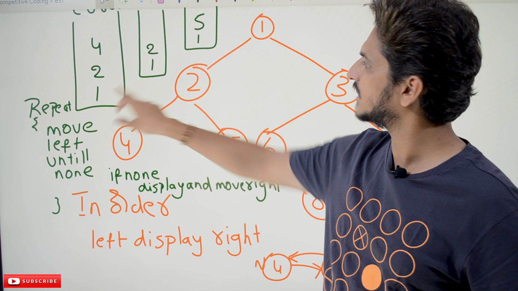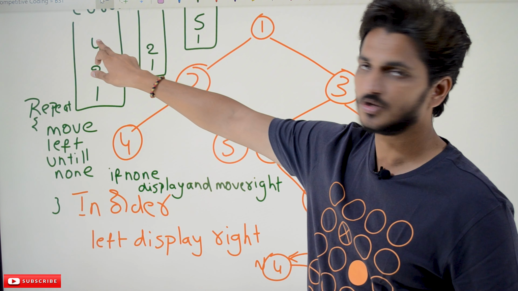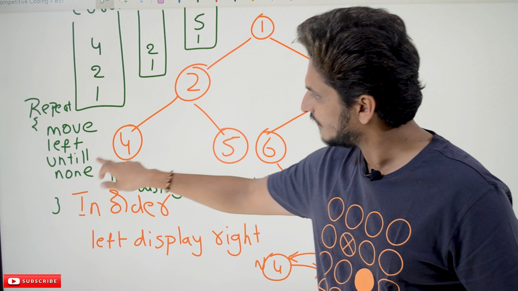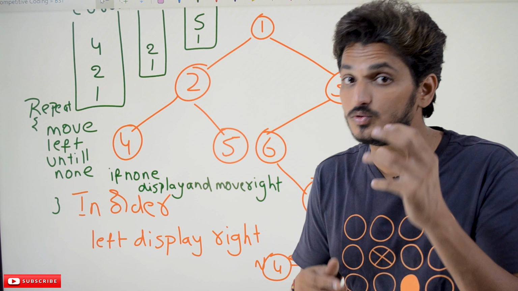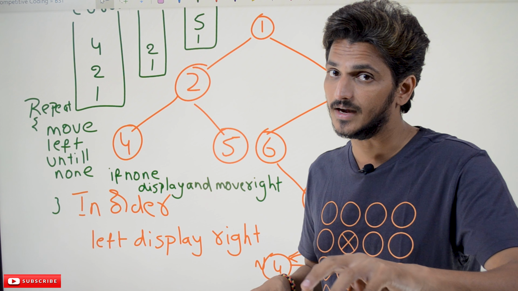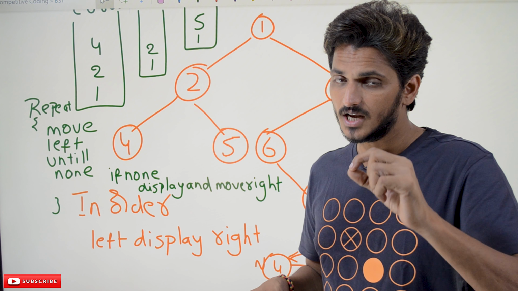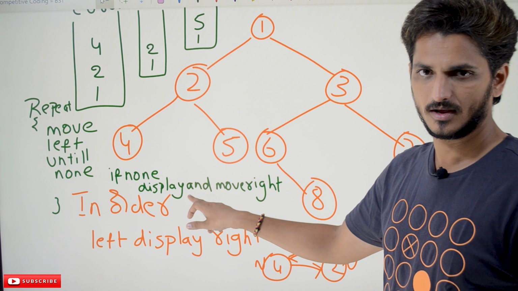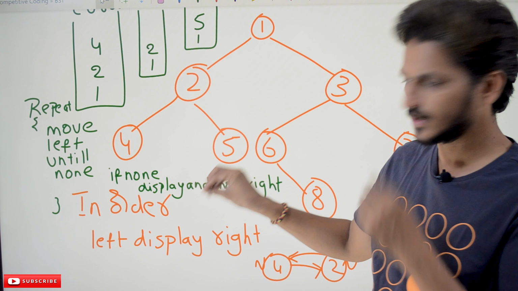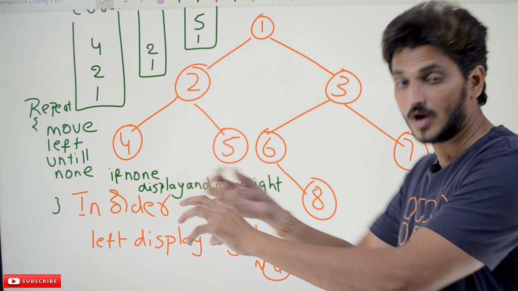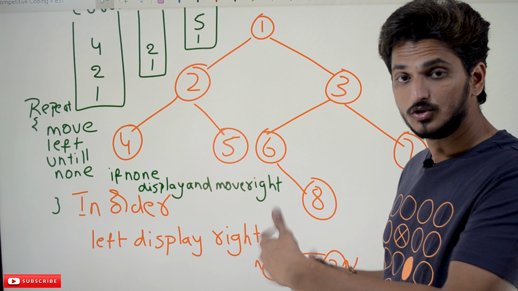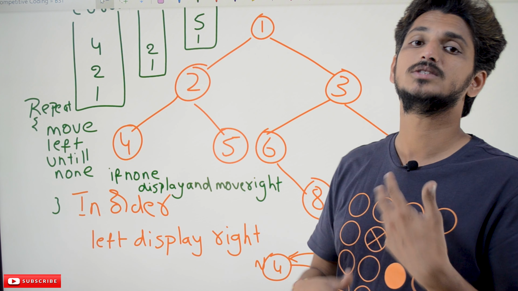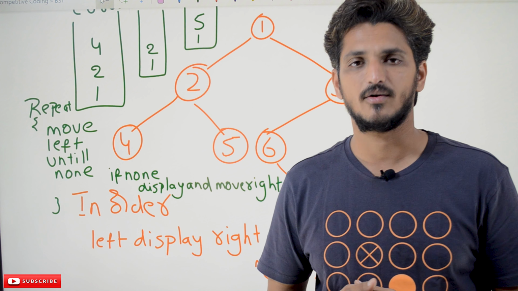So 1 is pushed onto the stack, 2 is pushed onto the stack, 4 is pushed onto the stack, and move left. Now if you move left from 4, it is none. Whenever you see none, it means left is completed. Now you need to display 4. If none, display. We need to display the node from the top of the stack, which is 4, and we have to move right, meaning take the node present on the right side. That is the logic we used when we discussed the inorder traversal.